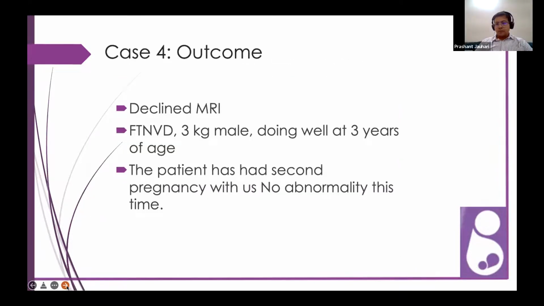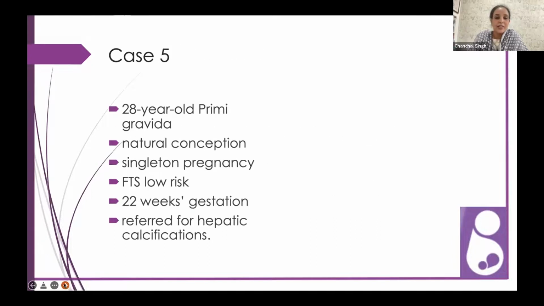Right. So as it happens, once they decide that they are committed to the pregnancy, then they're not really interested in further workup. So they declined the MRI, and this lady had a full-term normal vaginal delivery. For the purpose of the panel, I called her 3 days ago, and she has a boy who, according to the patient, is doing well at 3 years of age. So there has been no objective assessment, but as per parents, there are no seizures, and the child is walking and talking. So they feel that the child is doing well. This patient has had a second pregnancy with us, and there was no abnormality this time.